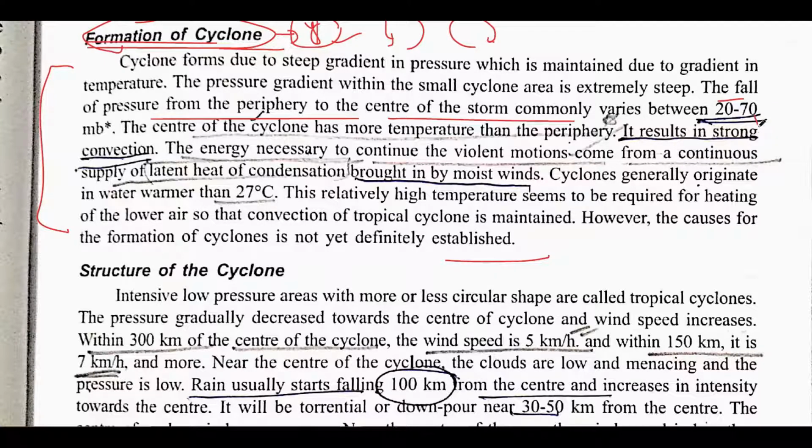between 20 to 70 millibar, and the heat transfer is because of strong convection, and the convection only leads to formation of a cyclone. Also, the important part is that a cyclone generally originates in water that is warmer than 27 degrees Celsius, meaning the minimum temperature that is required is 27 degrees Celsius.